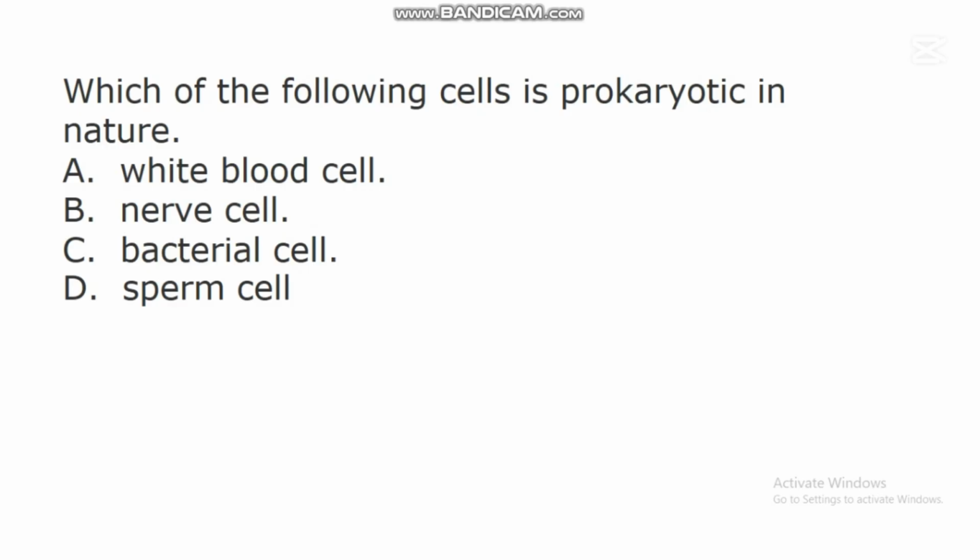The next question says, which of the following cells is prokaryotic in nature? A. White blood cell, B. Nerve cell, C. Bacterial cell, D. Sperm cell. In this question, the correct answer is C. Bacterial cell. Bacterial cell is a cell that is prokaryotic in nature. A prokaryotic cell is a cell that lacks a well-defined nucleus. A bacterial cell is a typical example of a cell that lacks a well-defined nucleus.